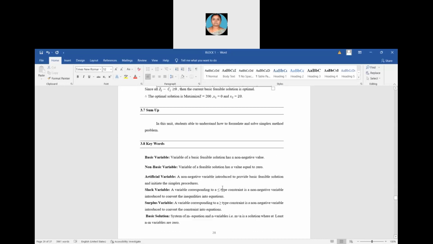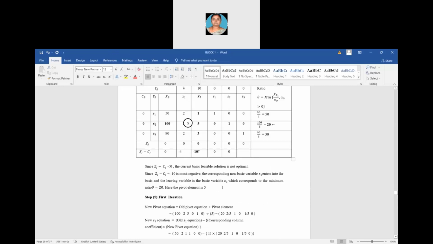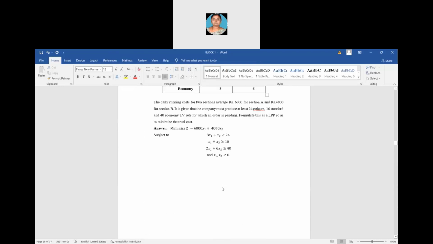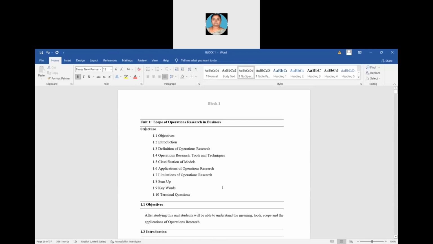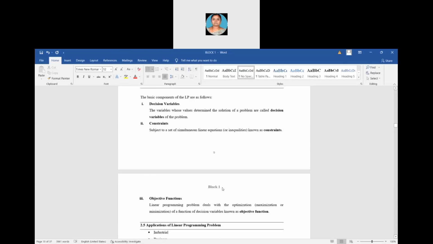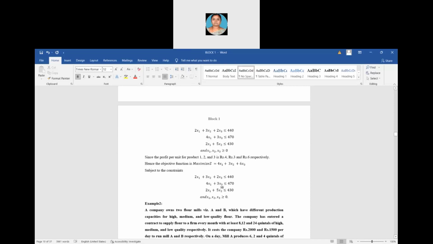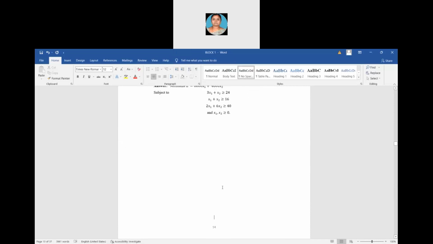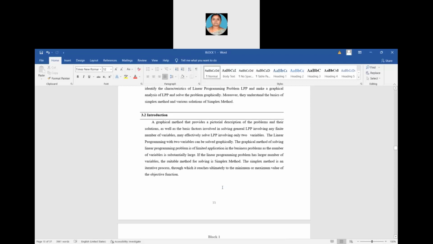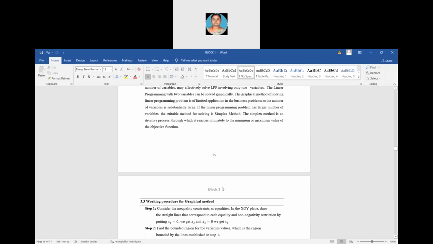So what have we seen so far? Initially we saw the introduction part. Linear programming problem formulation we already saw in unit 2 itself. In this unit, the objective is to solve linear programming using the graphical and simplex methods. The introduction said that if you have only two variables, it can be solved easily by the graphical method. With more than two variables, you have to use the simplex method.